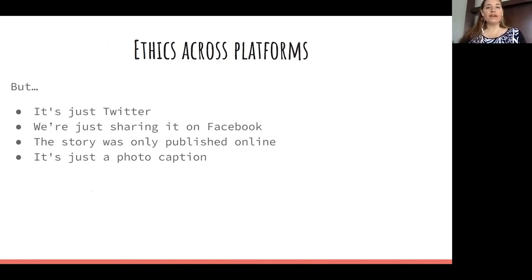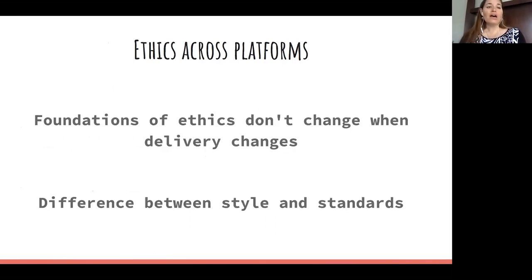The other thing that I want to hit on really quick, and then I'll take questions, is the ethics across platforms is really, really important. We do hear a lot, oh, but it's just Twitter. We're just sharing it on Facebook. The story was only published online. It's just a photo caption. Those can still be really dangerous, and in a lot of cases can do more harm. So just remember that the foundations of ethics don't change when the delivery changes.